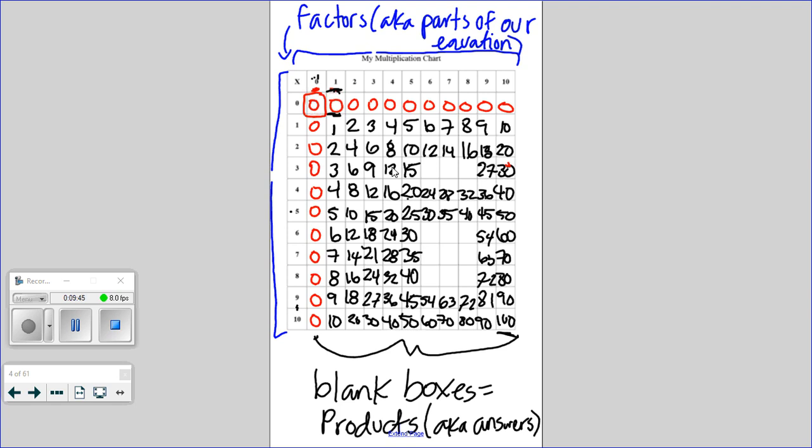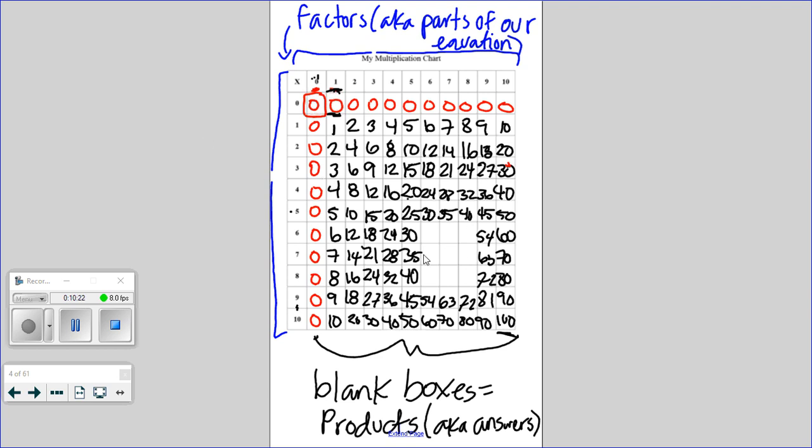Three, 6, 9, 12. Very good. Mason, 5 times 3. 15. Oh, we got an empty one. 3, 6, 9, 12, 15, 18. What's next? 18, 21, 24, 27, 30. Very good.